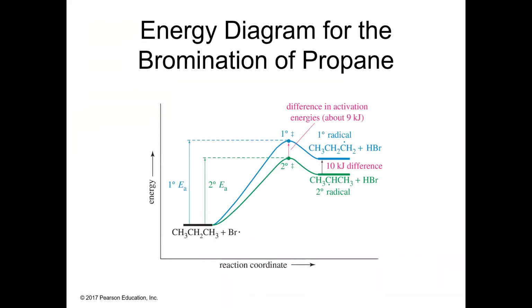Okay, so there's a greater difference in activation energy. We're still forming the same free radicals, so there's still a 10 kilojoule difference, but there's a much greater difference in activation energy. Instead of about 4 kilojoules like we had with chlorine, now it's 9 kilojoules difference in activation energy. Okay, notice also that this step is endothermic.